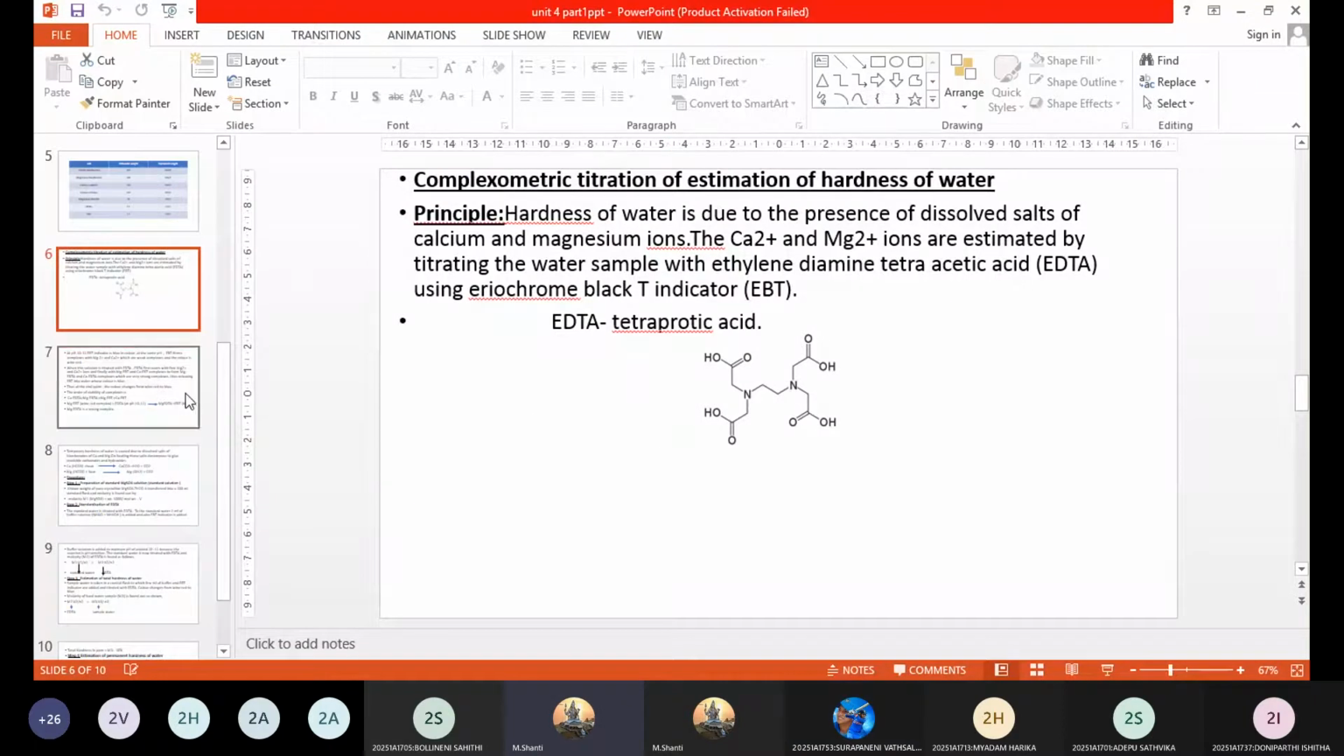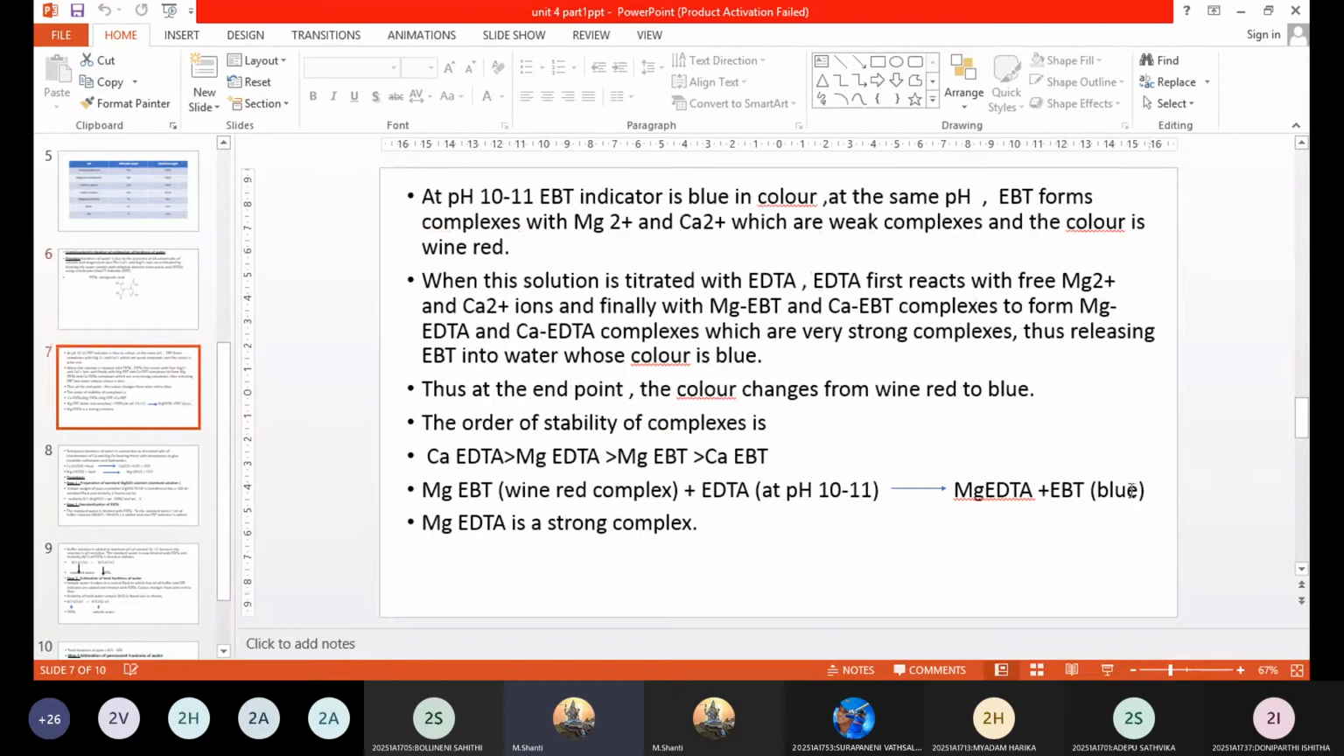So what will happen? You get a blue color at the end point because of the formation of a metal EDTA complex. In this reaction you can see MgEBT, which is wine red, reacting with EDTA. All the EBT molecules will be replaced by EDTA. That is when you see a blue color solution in the conical flask. When you have free indicator, that means no more MgEBT is retained in the conical flask, only MgEDTA and EBT.